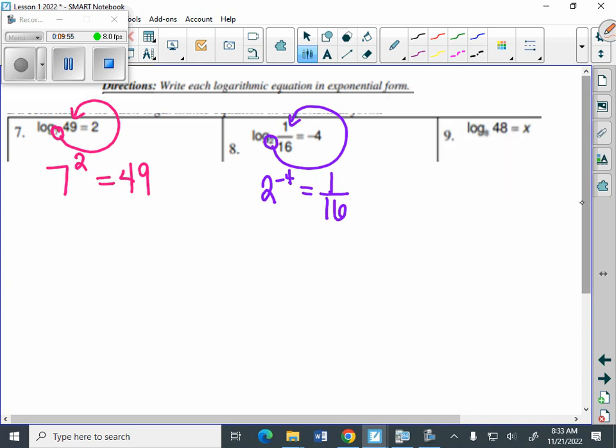Number 9. Start with the 8. We're going to curly Q around. This is 8 to the x equals 48. Again, our only goal today is to be able to convert a logarithm into exponential form and exponential into logarithmic form. Now, we don't have a mental check on this one because we don't know what x is, but the one part that we do know about x is that x should be an exponent, and when we converted it to an exponential, it's definitely an exponent.